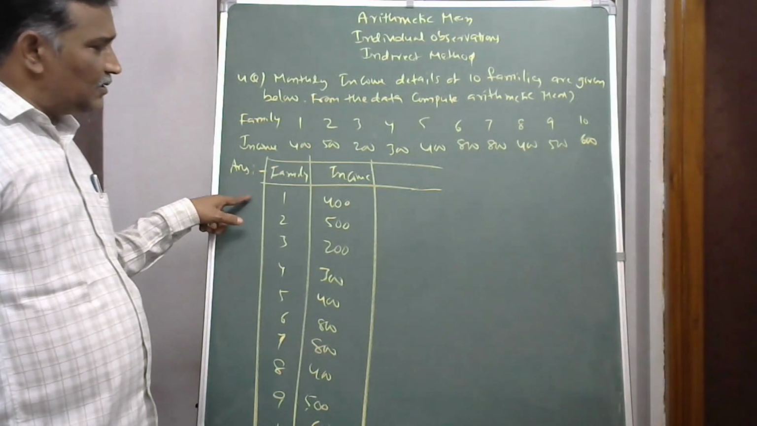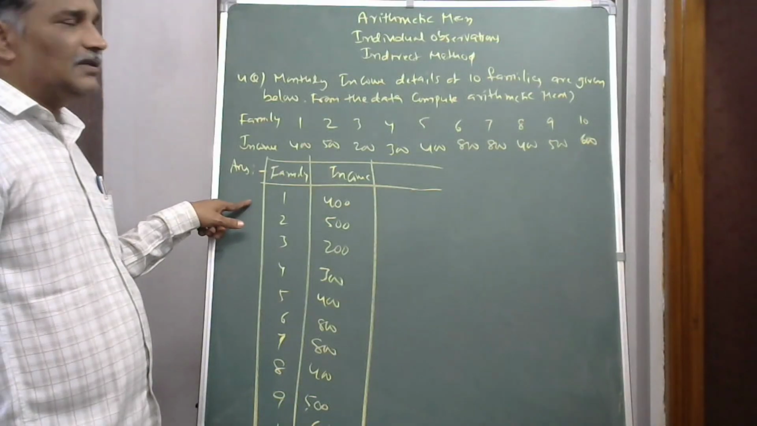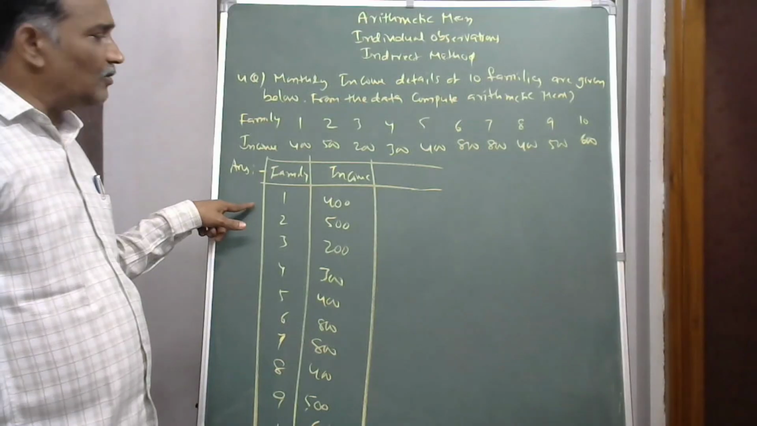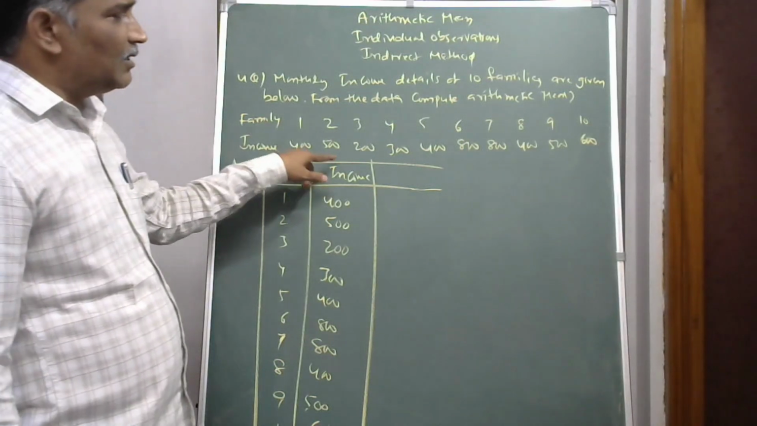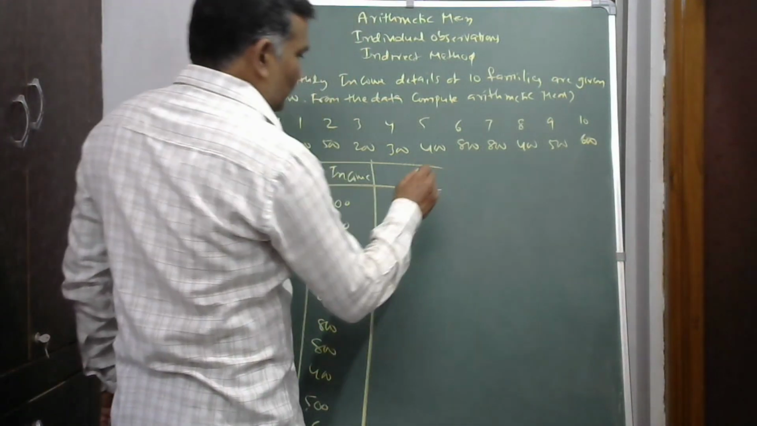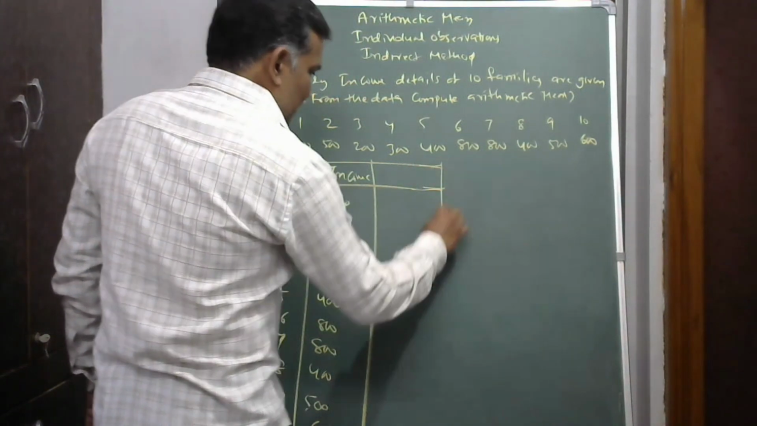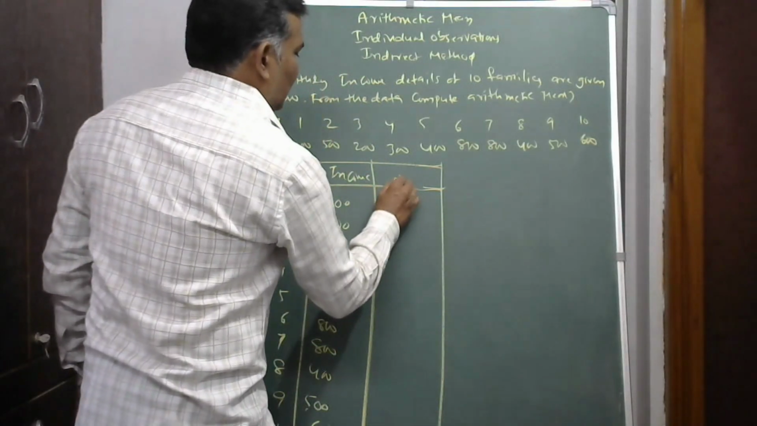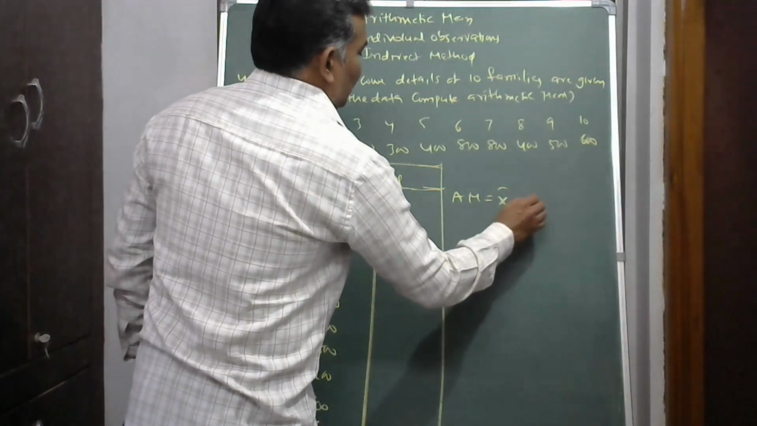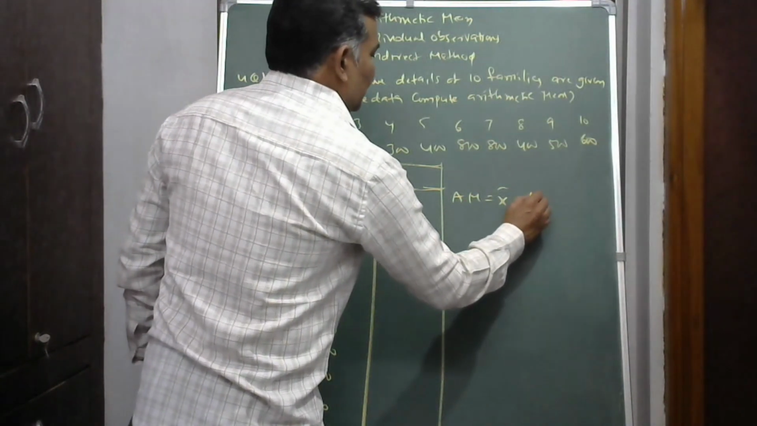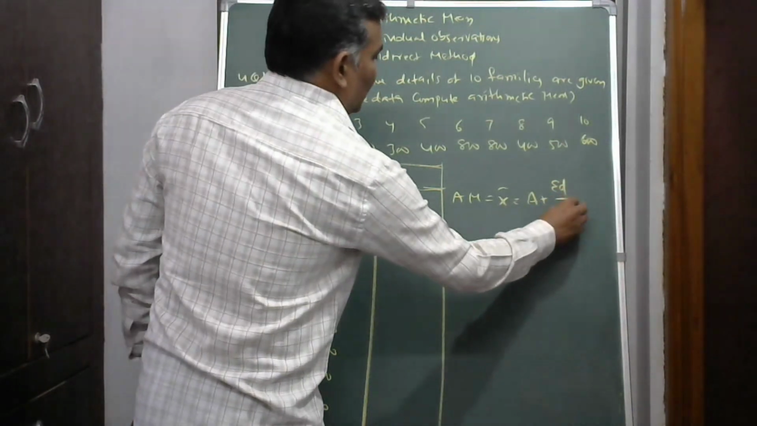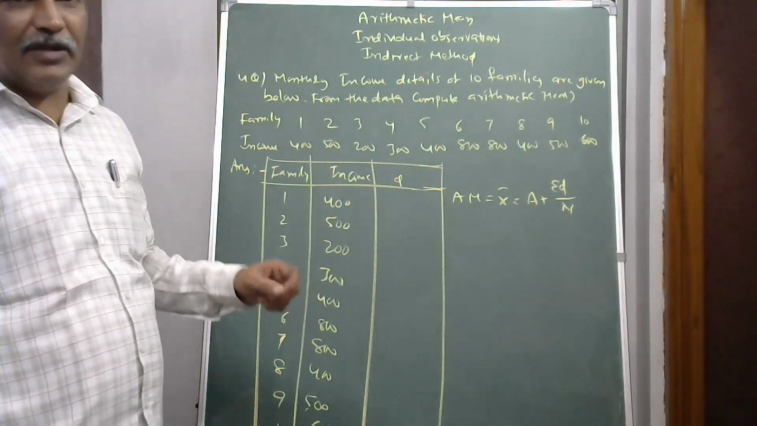So after that, in this individual observations indirect method, we have to assume one value among the given values as assumed mean. So the formula for this calculation is arithmetic mean is equal to A plus sigma d by n. Here A is nothing but the assumed mean.